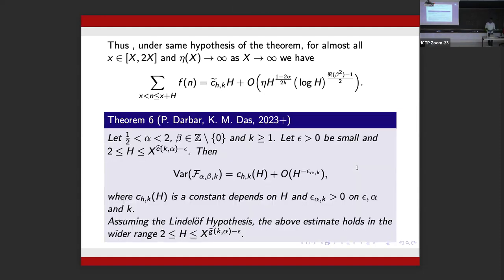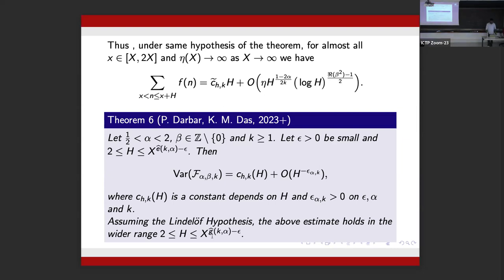Then another result. The previous result is basically for alpha from 0 to half, and this result is for half to 2. So when alpha belongs to half to 2, and beta is an integer obviously, we get another exponent of the short interval. Up to this short interval exponent, we get the asymptotic formula here, with some constant depending on h, capital H, and k. But the interesting point is that this constant we can't separate from capital H. It depends on capital H, plus some reasonable error. And under the Landau hypothesis, we stretch it by g tilde, g hat_k(alpha). Now we describe what this exponent is.